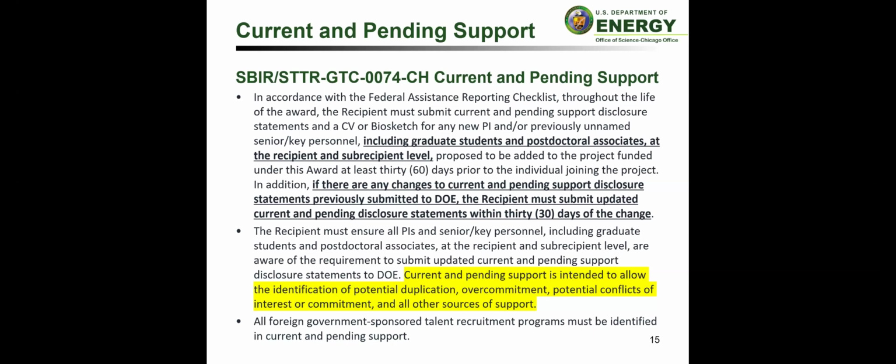And as I stated before too, if you had a position that was TBD, whether key personnel or some other general engineer or whatever labor category that was shown as TBD, and you didn't submit a resume because you didn't know who that person was yet, that requires 60 days prior notice and submission before that person can be brought on to the project. And the whole point of this exercise is that it allows DOE and its staff to search for any potential duplications, overcommitments, any conflicts of interest or commitments, or any other sources of support.